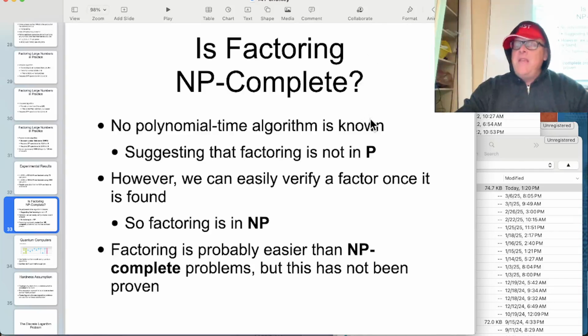So is factoring NP complete? No polynomial time algorithm is known, but you can verify a solution quickly. So it appears to be in NP. It's probably easier than NP complete, but nobody's proven this.